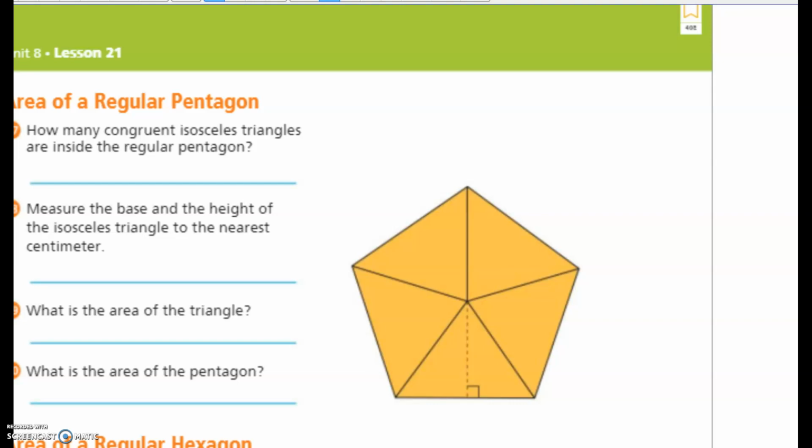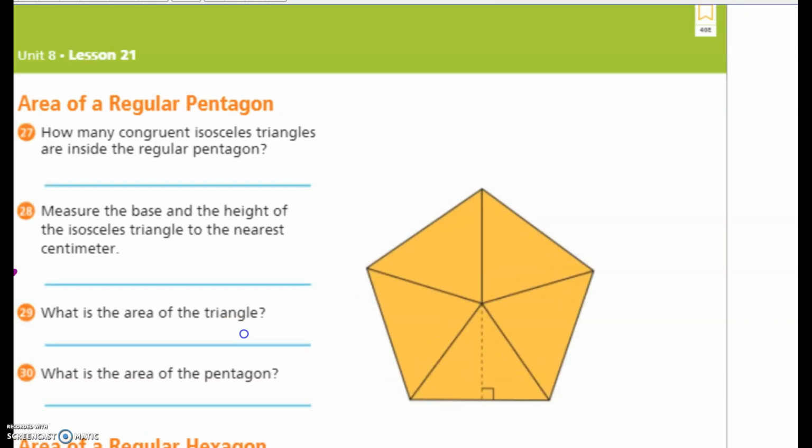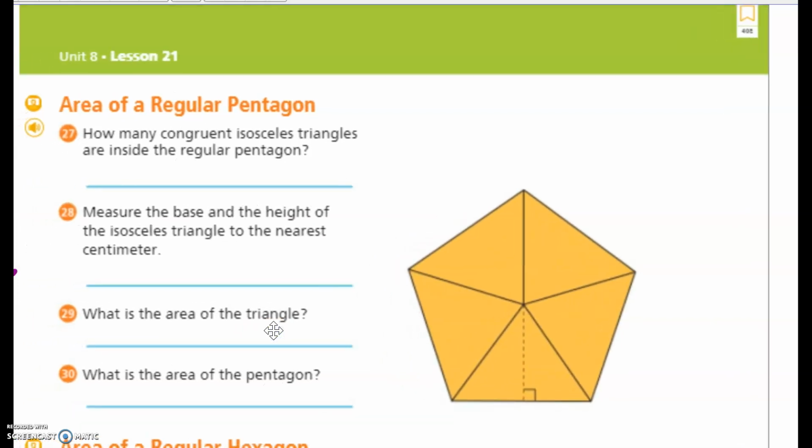All right, this is kind of a piece of information that you really don't have to know as a 5th grader, but it's kind of nice to know. So there will be a question like this on your quiz, so I'd like for you to practice with it.